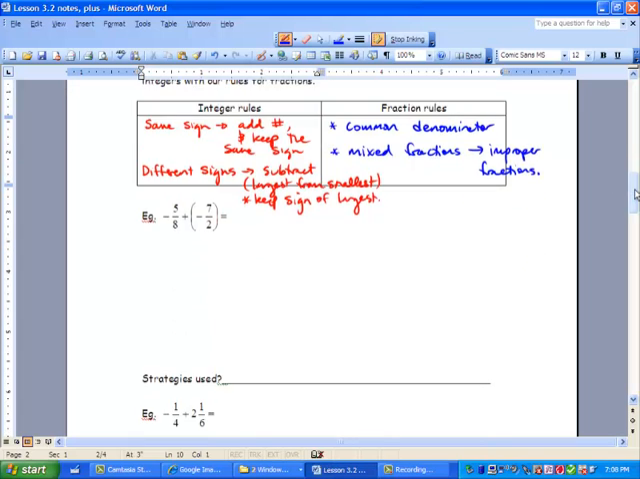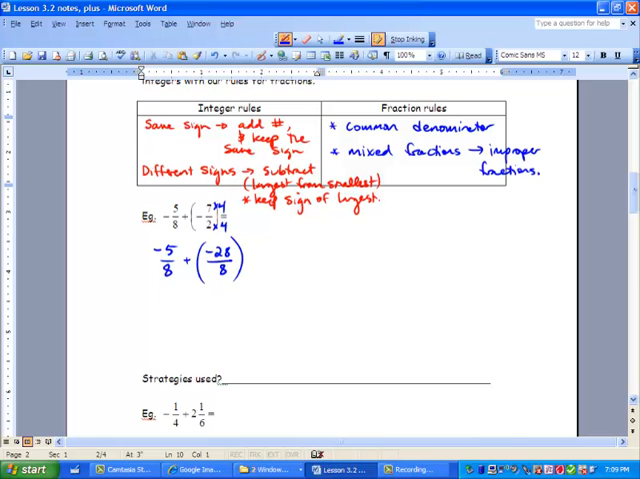Let's take a look at some examples. We have negative 5 over 8 plus negative 7 over 2. We've got the same sign, so we add them and keep the same sign, and we also need a common denominator. Our common denominator is going to be 8, so we multiply by 4. Whatever we do to the top, we have to do to the bottom, and we get negative 28 over 8.